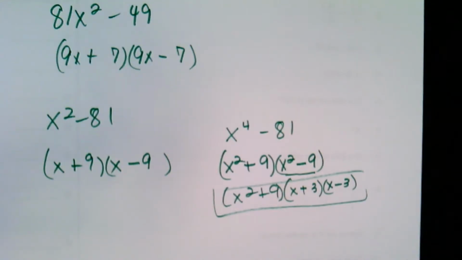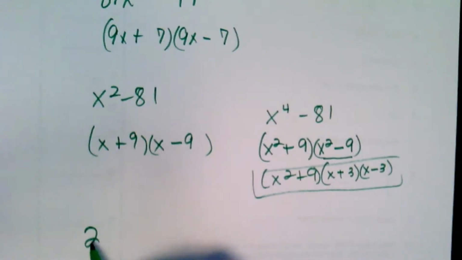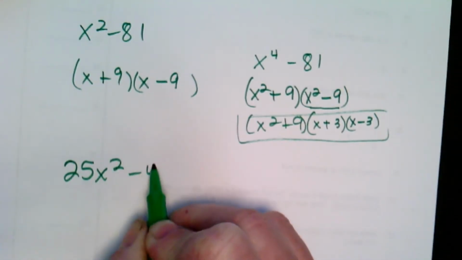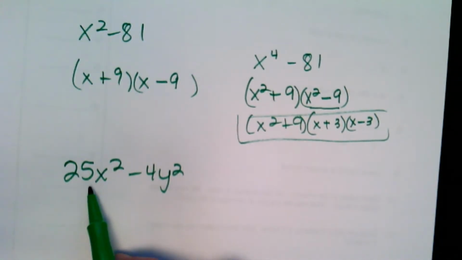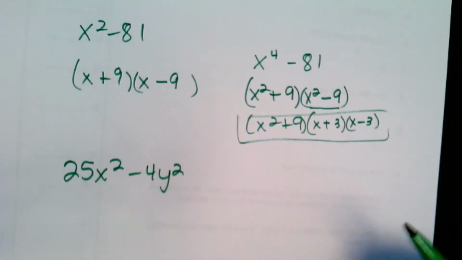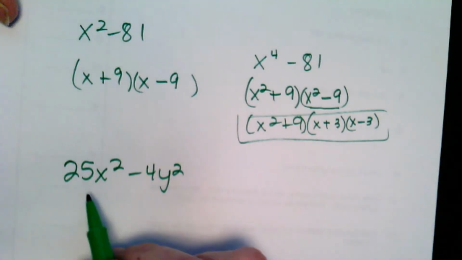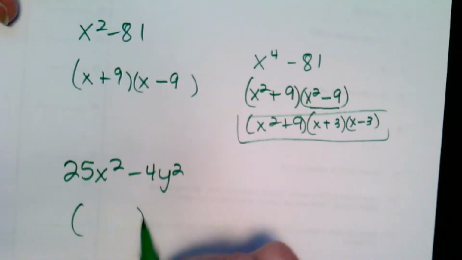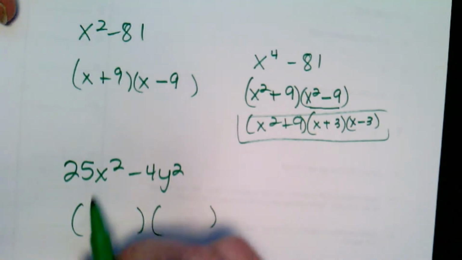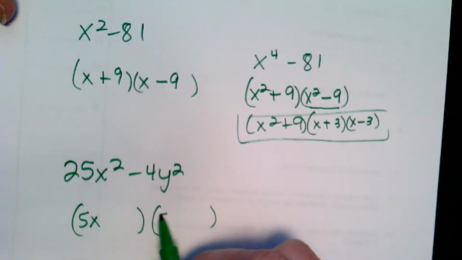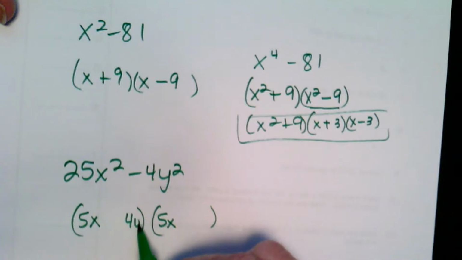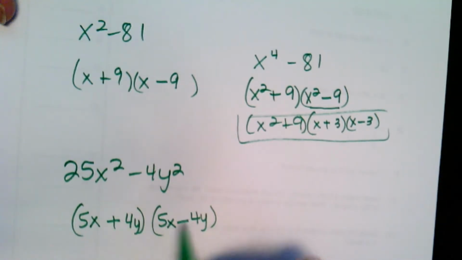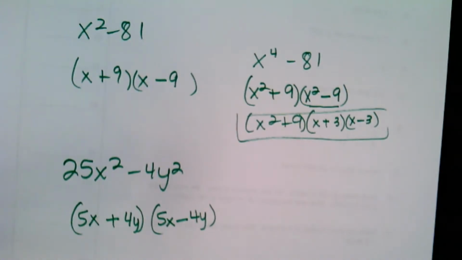Let's see if I can find another example. Let's do 25x squared minus 4y squared. So first thing I notice, and always when you do these, when it asks you to factor, is to look to make sure nothing can come out of both terms before you begin, because that makes things so much easier. Alright, so neither one has anything in common, so I notice this is a perfect square, this is a perfect square. Alright, so we take the square root of this, and the square root of this, and then a plus and a minus. Neither one of those can be factored any further.